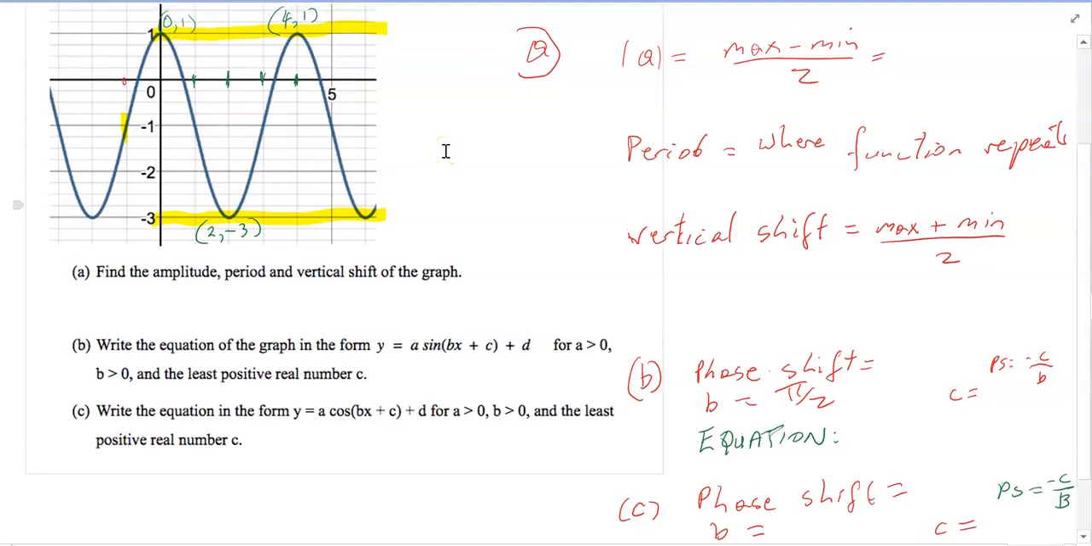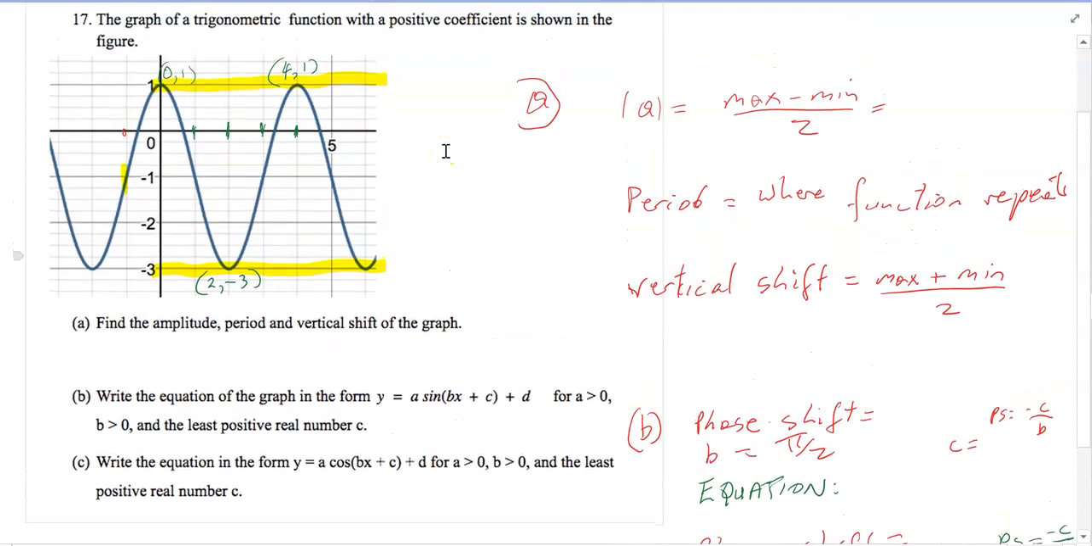Hello everyone. In number 17, we're given a graph of a trig function with a positive coefficient, and we're asked first of all to find the amplitude, period, and vertical shift. Now our amplitude is our max minus min over 2, so that would be the maximum y value, which is 1, minus the minimum, which is minus negative 3, all over 2. So that's going to be 2.